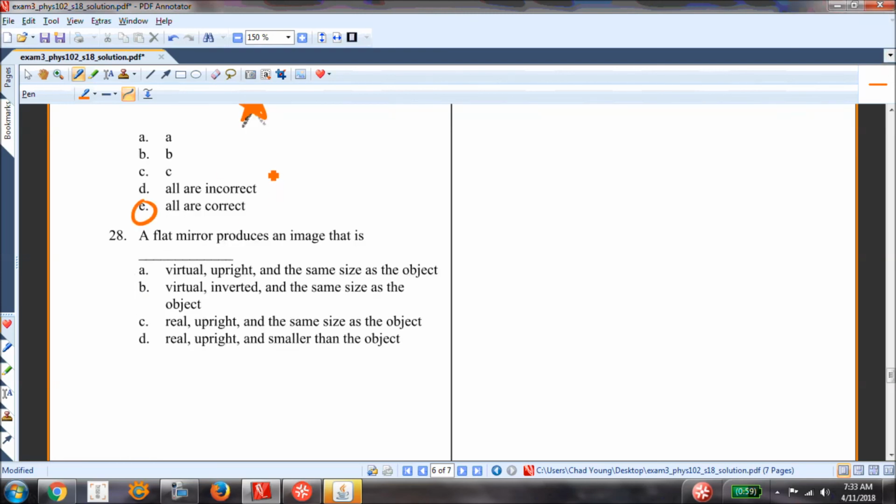A flat mirror produces an image that is, well, virtual, so I get rid of these two, upright, so I get rid of that one, and the same size as the object. So A is the right answer for 28.